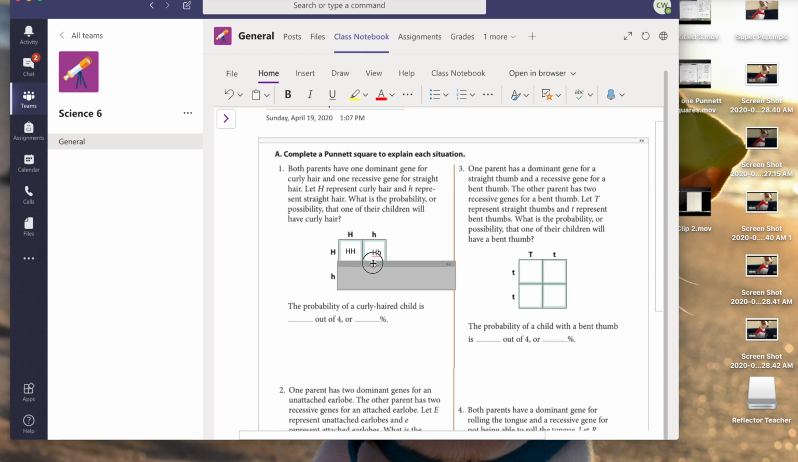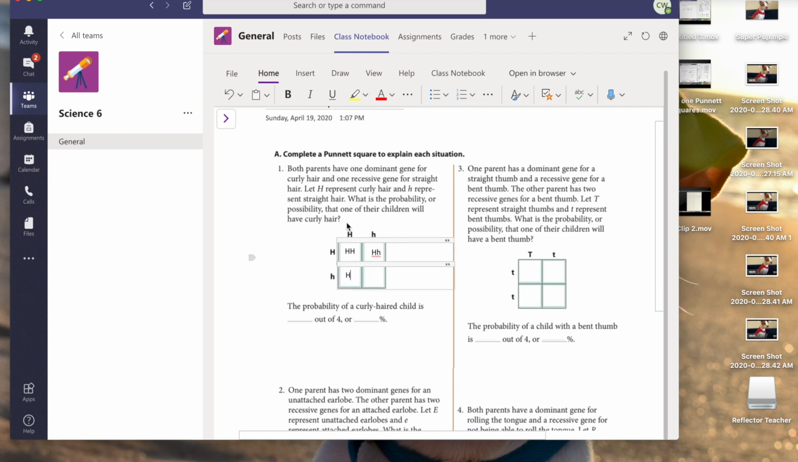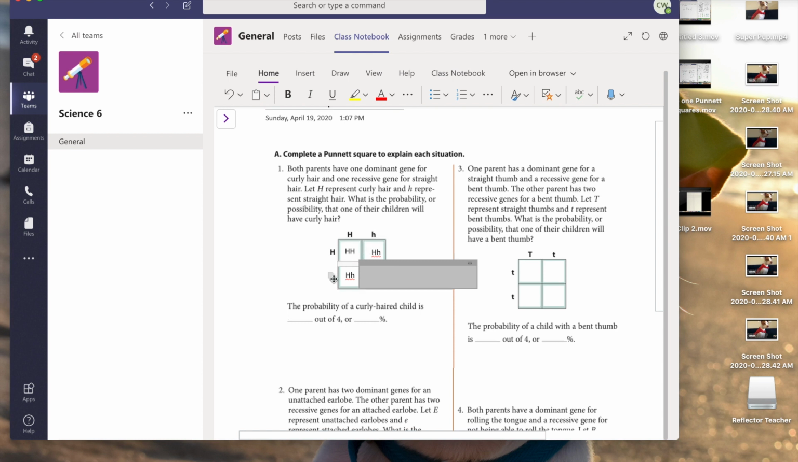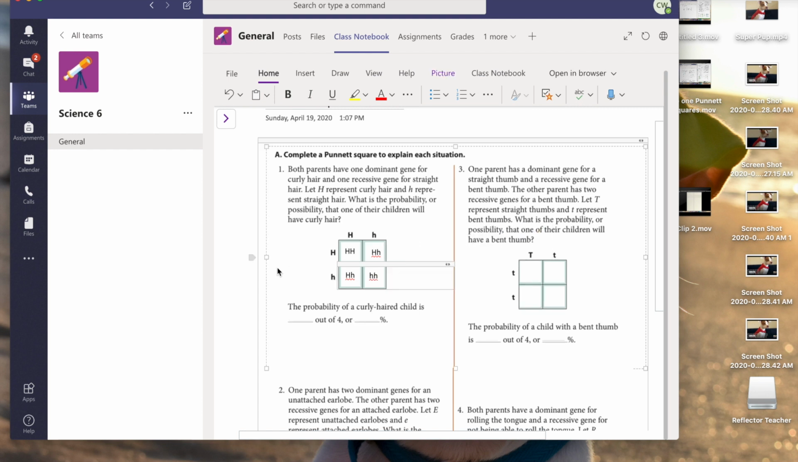Here, I'm going to have one capital H from up here and one lowercase h from over here. And finally, I'm going to have two lowercase h's. So now I can tell exactly what hair types the percentages of their children will have. And it's really likelihood. So it's not going to be that they have 4 kids and their 4 kids are going to have this hair exactly. It's just the chances. And the chances that their kid is going to have purebred curly hair is 25% because it's 1 out of 4.